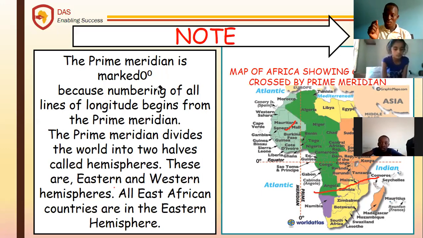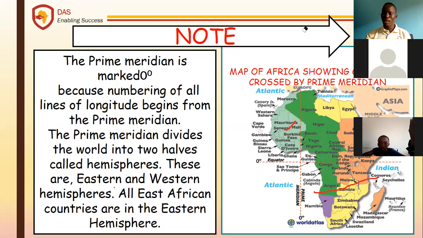So we begin from 0 degrees. That's why the prime meridian is marked 0 degrees, because it is the beginning point for all lines of longitude. Clear? Then the other lesson we said: the equator is also marked 0 degrees because it is the beginning point for all lines of latitude. Clear? The prime meridian divides the world into two halves called hemispheres. These are the eastern and western hemispheres.